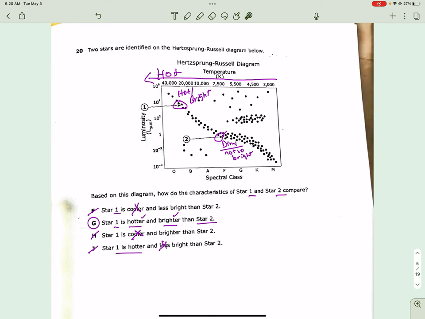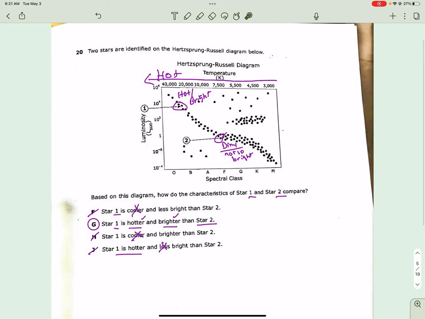It says 2 stars are identified on the HR diagram below. Based on this diagram, how do characteristics of star 1 and star 2 compare? So first of all, when I come to star 1, it's very hot and bright. When I go to star 2, it's dim and it's not so bright. So it says, based on this diagram, how do characteristics of star 1 and 2 compare? So we already kind of saw that comparison, but let's look at the possible answers.